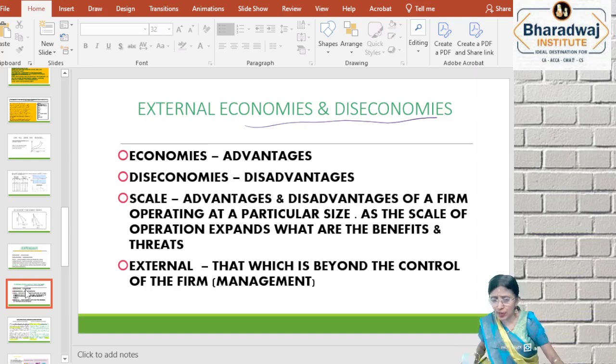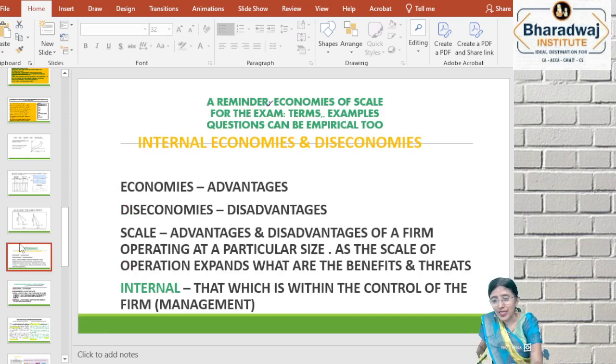I think the slides are pretty clear to you. See, look at the scale: advantages and disadvantages of a firm operating at a particular size. As the scale of operation expands, what are the benefits and threats? And when these are beyond the control of the management, we attribute them to external factors. They become external economies and diseconomies. Clear? So what is within the control of management, what is caused by the factors within, is internal. Clear? So know the meaning of economy.